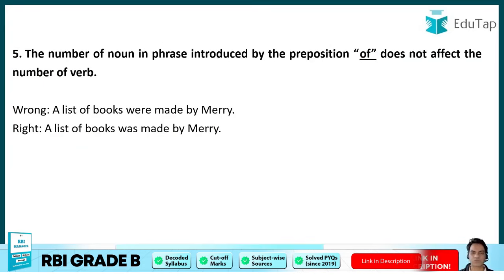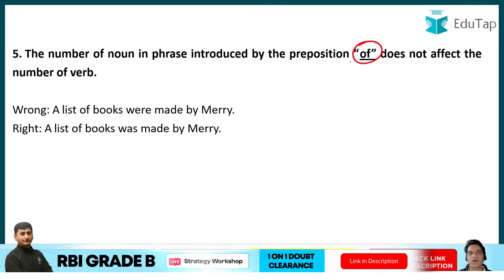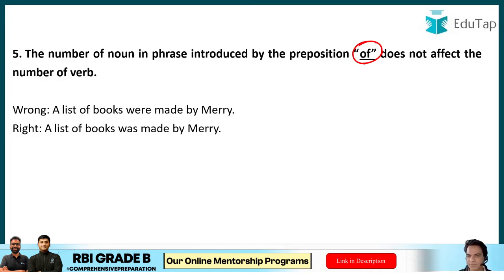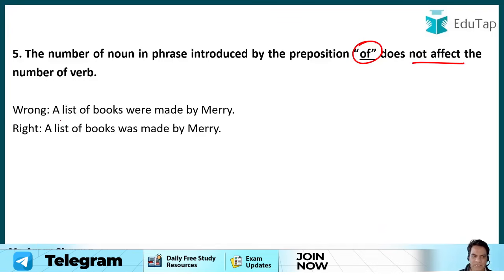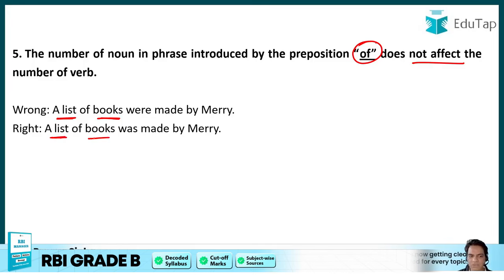All right, guys, next rule. Now, this I told you earlier as well. If two nouns are connected using of, always look at the noun which falls to the left of of. For example, the number of nouns in a phrase introduced by the preposition of does not affect the number of the verb. For example, a list of books were made by Mary, or a list of books was made by Mary.